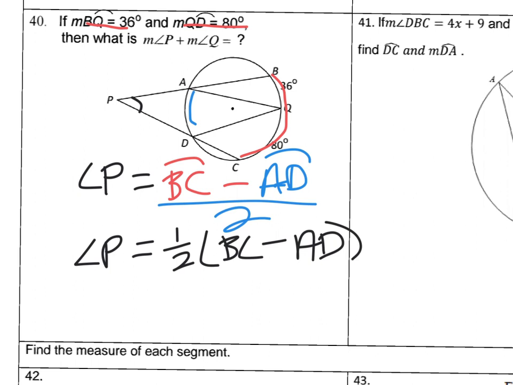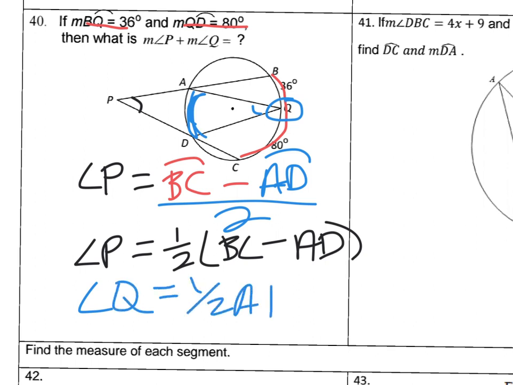Now if I'm looking at my angle Q, which is over here, it goes with the arc AD. Angle Q would be half the measure of that arc AD. So the problem here is asking us what is the measure of angle P and Q.